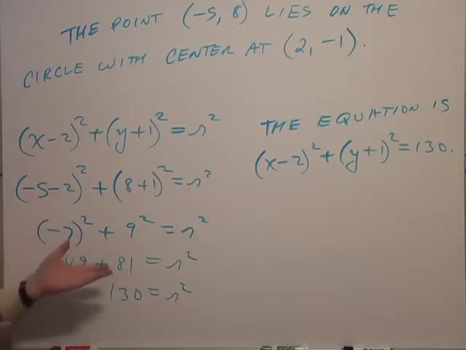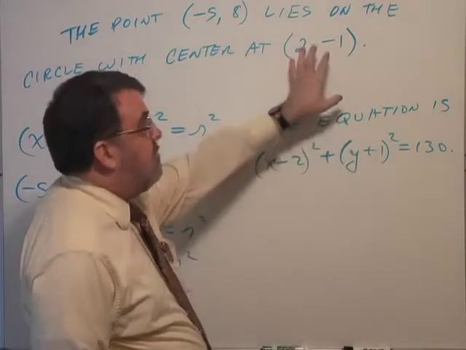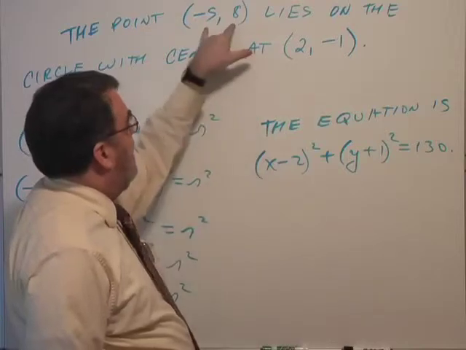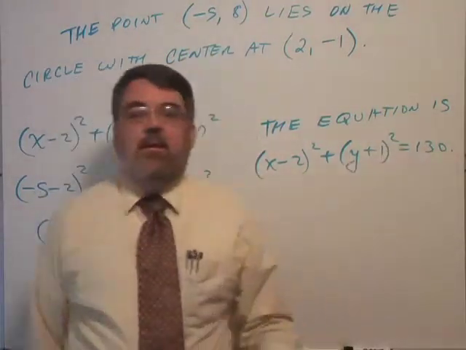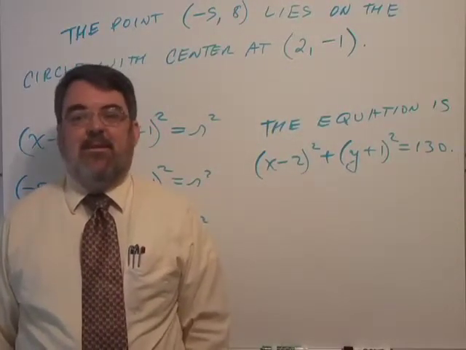Now, how do you check these things? Well, this does have a center at +2, -1. So that piece of information checks out. And provided that when you plug this point in, you get 130, then you're okay. You've got the right answer. So the problem is finished.